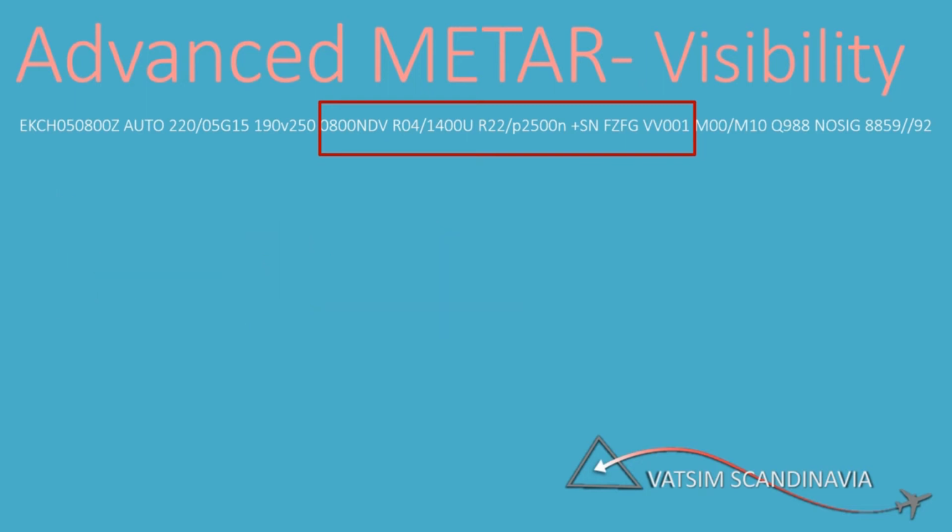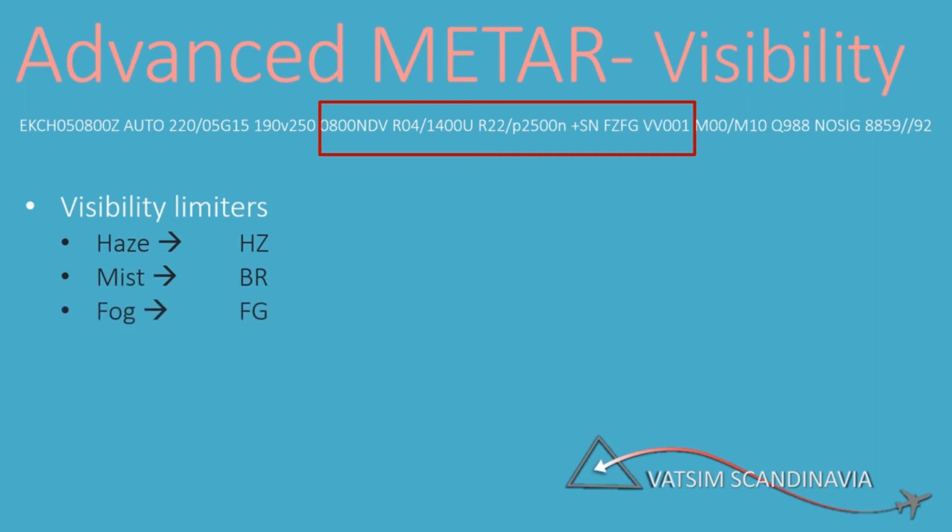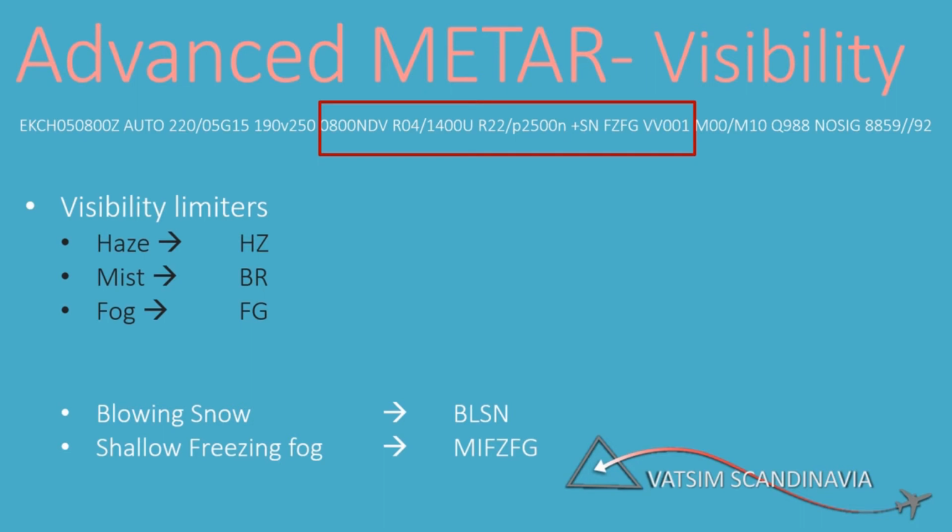Other conditions that you might have can be things that limit the visibility around you. This is normally something like haze, mist, or very low visibility, and it can be fog. As you may imagine, there are countless additions and alterations that you can put. You can put something as blowing snow, or shallow freezing fog. There are countless different combinations which you can read about in the training content.